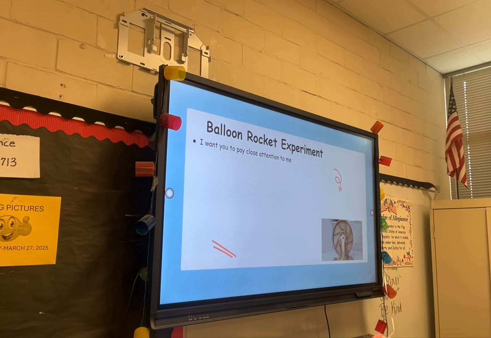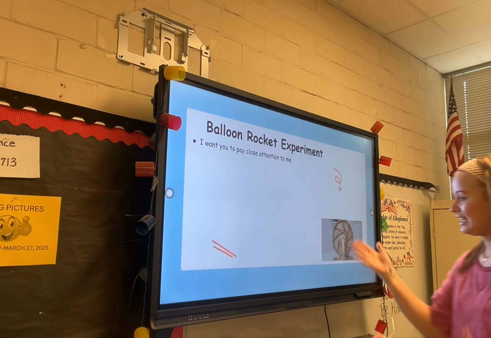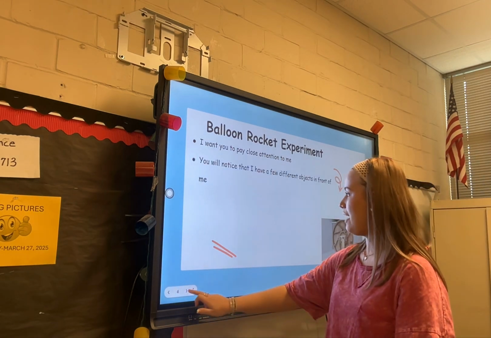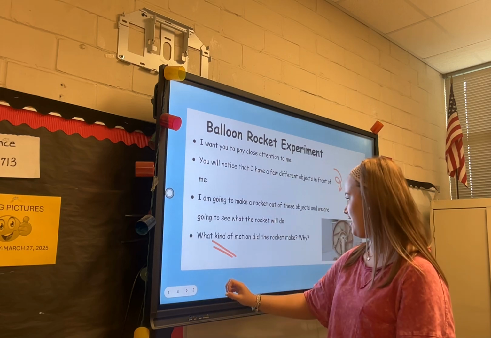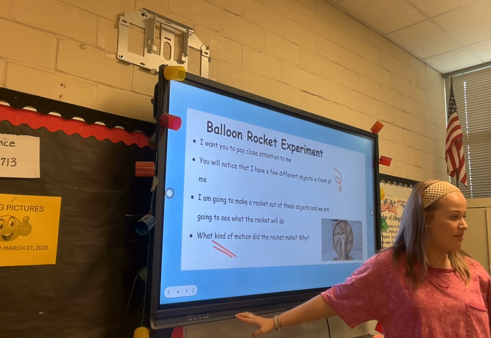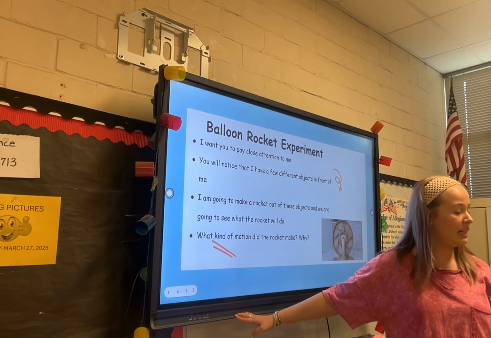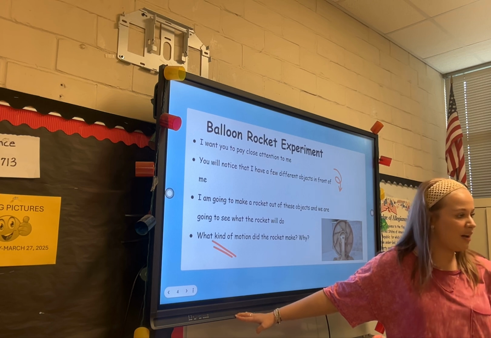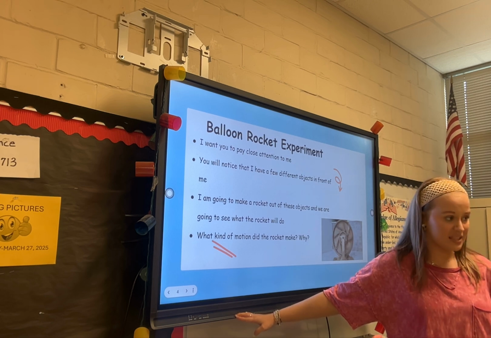Now, if I took that string and I put it in different ways all across the classroom, and I put a lot of air in that balloon and I let it go, what would happen to it? It would go nonstop. It could go from left to right, up, down, side to side. So what I made was a balloon rocket. Before I let the balloon go, it did not have any motion. But when I let it go, it sped up. It went from side to side.